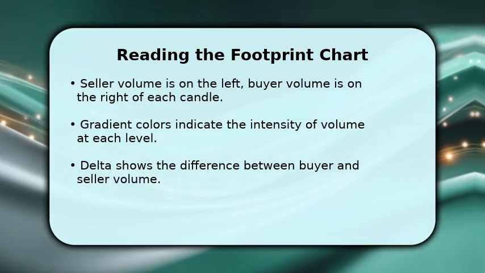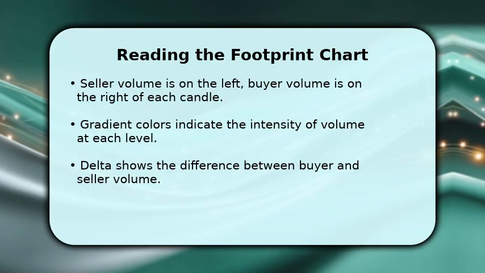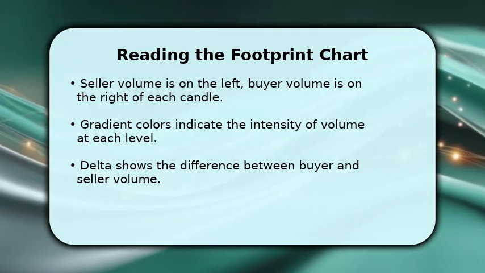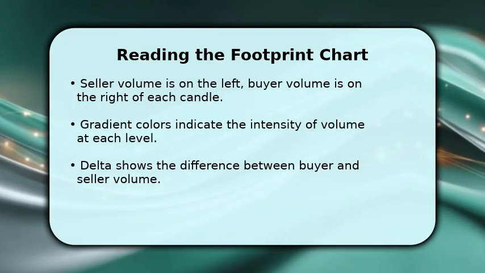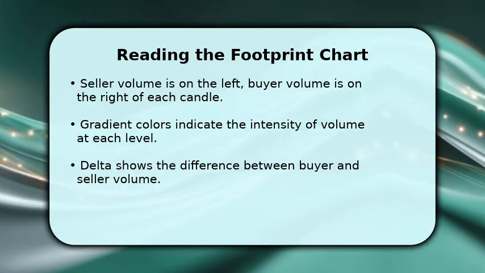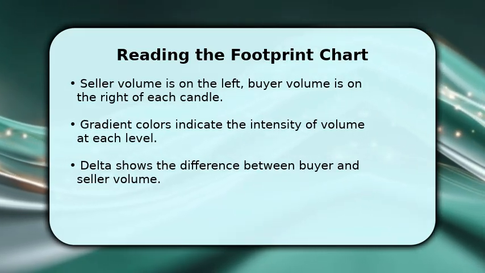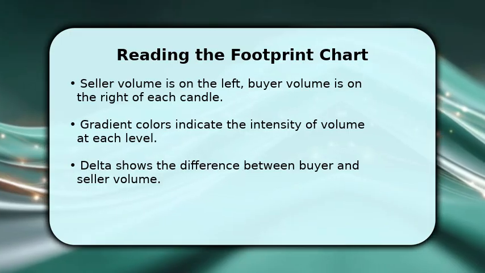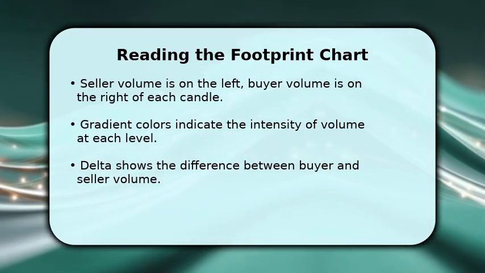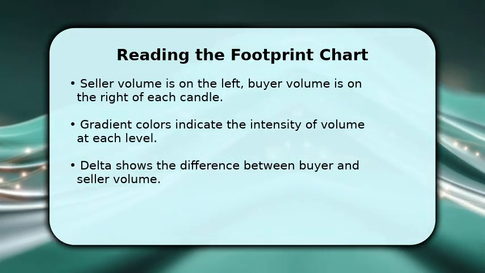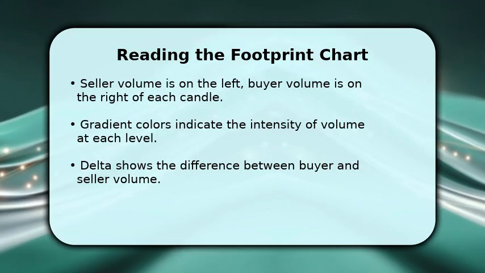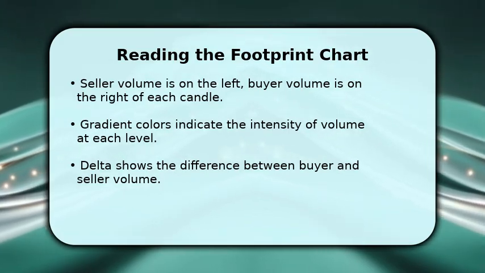Typically, seller volume appears on the left and buyer volume on the right, often with gradient colors indicating intensity. A key component is the delta, which represents the net difference between buying and selling volume for that period. A positive delta suggests more buying pressure, while a negative delta indicates more selling pressure, offering insights into market sentiment.